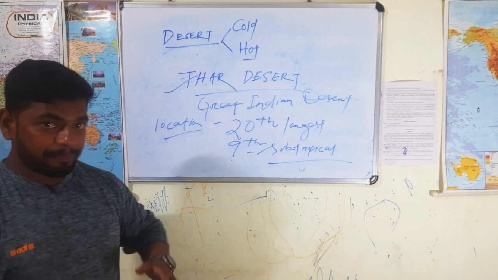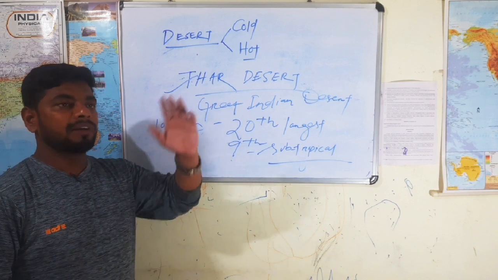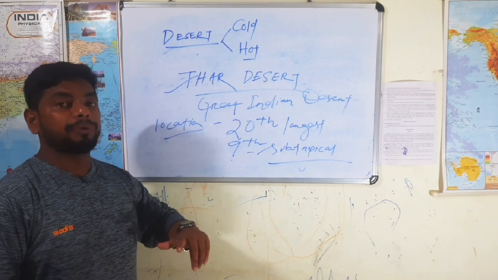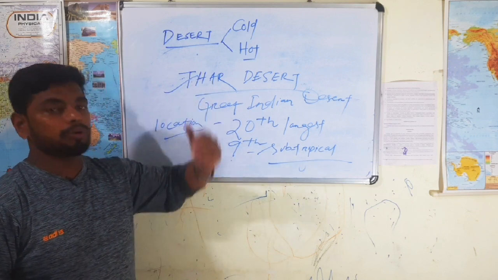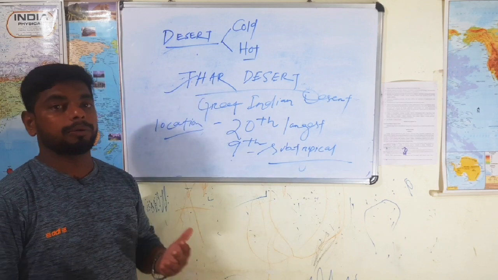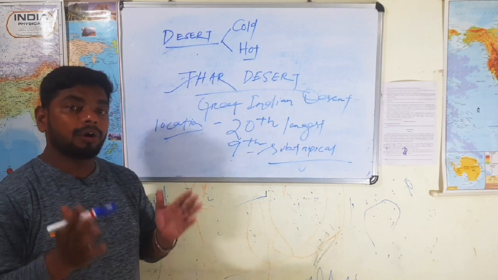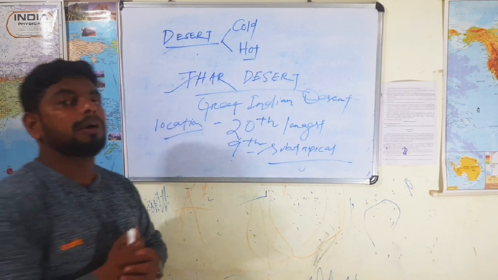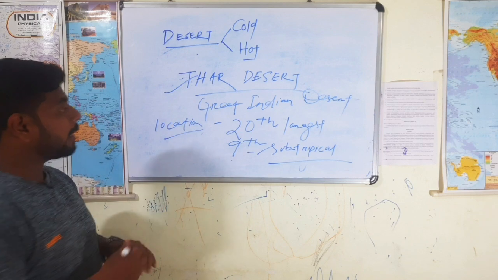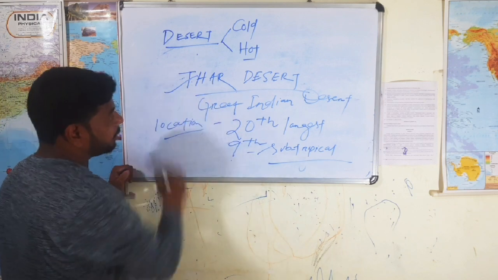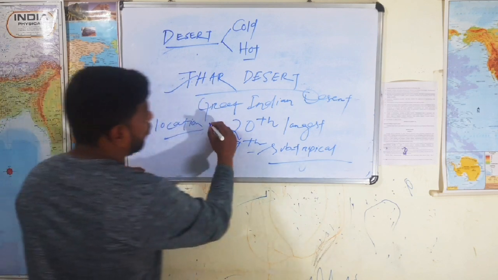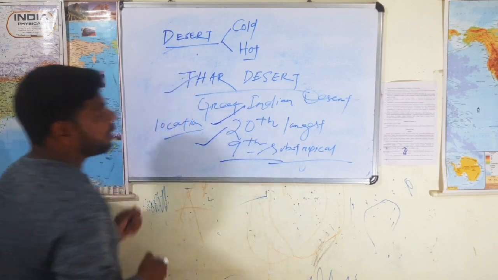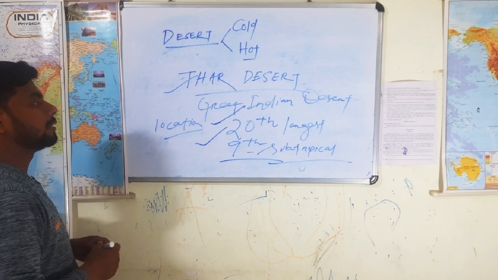Subtropical means, apart from the polar regions, the deserts are mainly found around the Tropic of Cancer and the Tropic of Capricorn, around 15 degrees to 30 degrees north of the Tropic of Cancer and 15 degrees to 30 degrees south of the Tropic of Capricorn. So the Thar Desert we are discussing is the world's 20th largest desert, but in terms of subtropical hot deserts, it is the 9th.